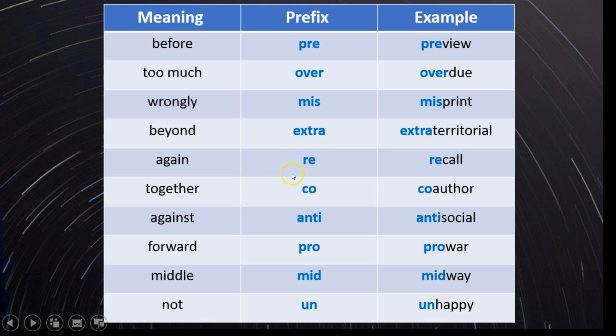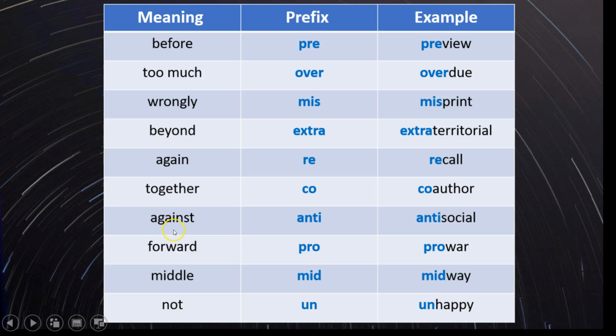Prefix re means again, to do something again. So here we have the word recall. So can you recall the last book you've read? The prefix co means together. So in this example we have co-author means there was the main author of something and there was a partner.